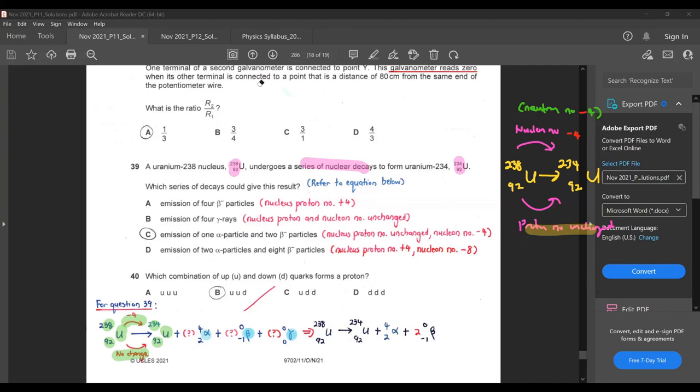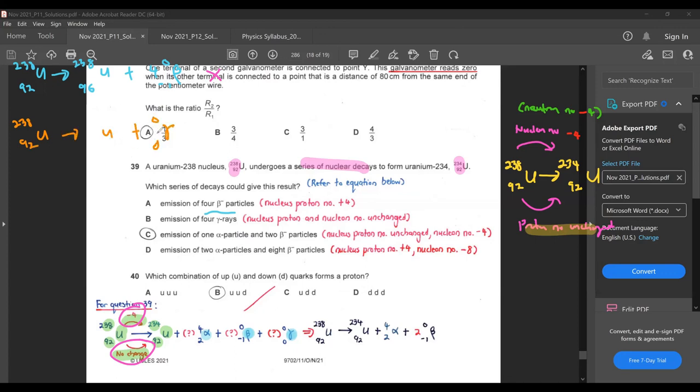If I talk to you about answer choice A, I'll just write it at the top. Uranium 238 92 will give you, if you say four alpha four beta particles, this one would be minus 4, and this one will be 92 minus minus 4, it will become 96. Then 238 minus 0 will become 238. So this one is clearly out of the question. We want minus 4 nuclear number, but no change in the proton number, but this one doesn't tell us that. So A is out.